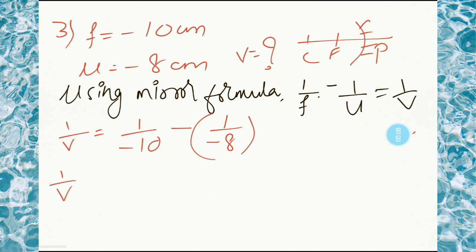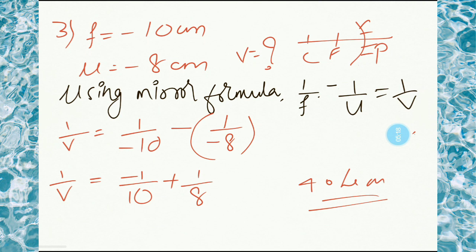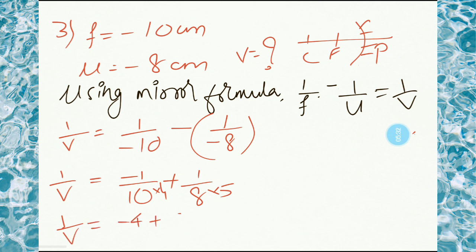Now 1 by v equal to minus 1 by 10, minus into minus is plus, so plus 1 by 8. Now just take out the LCM. LCM is going to be 40 for this, okay? So you just do it if you want it, okay? So here you multiply with 5, here you multiply with 4, right? So 1 by v equal to minus 4 plus 5 by 40. So 1 by v equal to 1 by 40, which means v is equal to 40 centimeters.